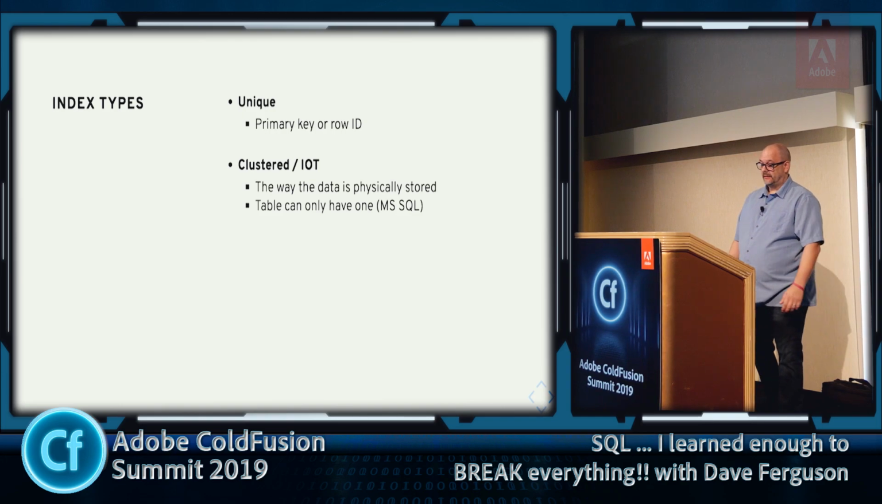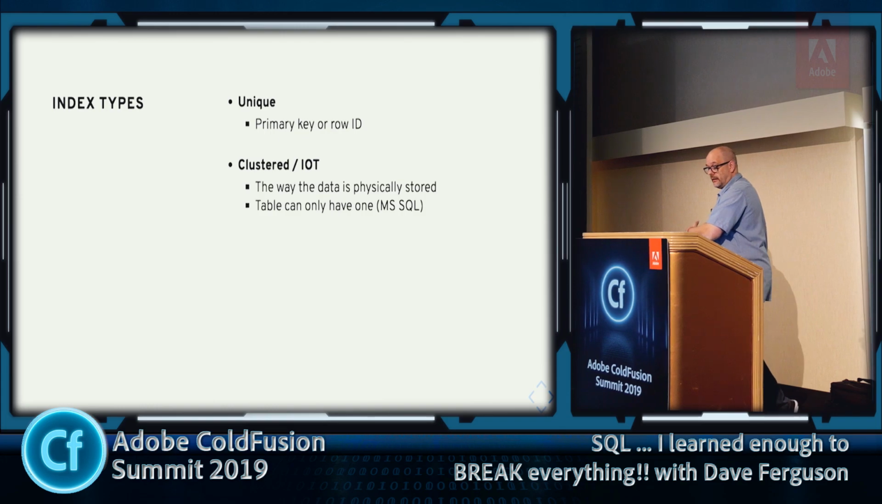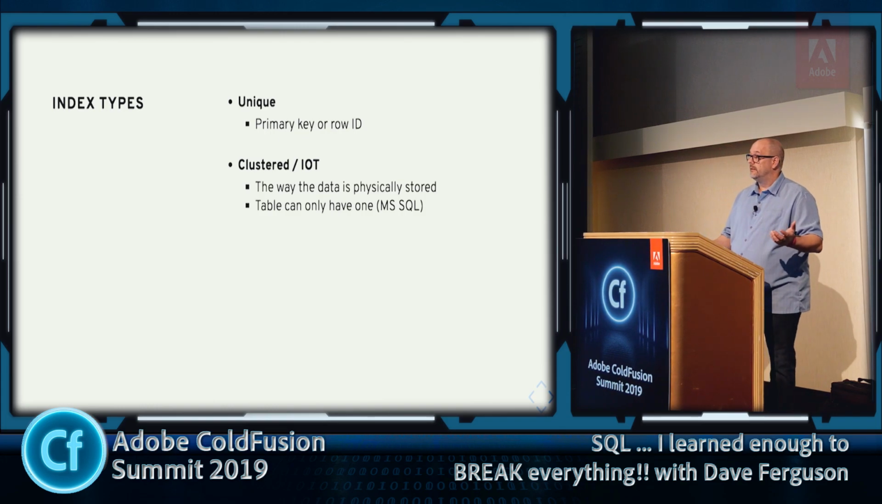A non-clustered index contains pointers back to the actual data, but it stores it its own way. And it's a little slower than a clustered index because it contains pointers, not the actual data in the right order.